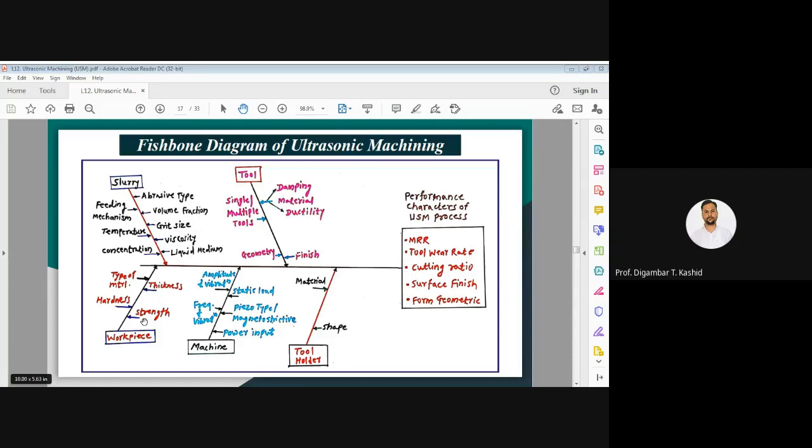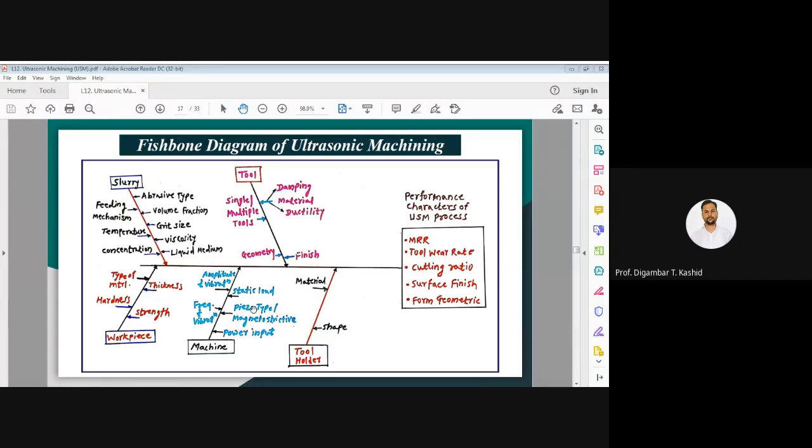Then the other process parameters are related to the machine. In that I have written the amplitude of vibration. The amplitude of vibration is going to affect the performance of the process. How much static load is acting will decide the velocity of the particle. That velocity, meaning kinetic energy, is what will hit your workpiece surface.